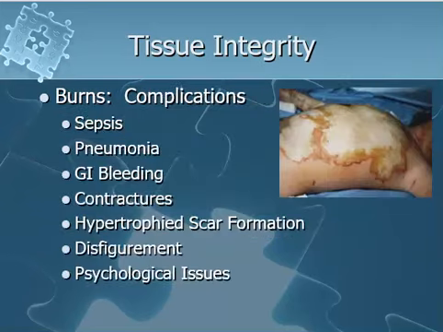Other complications related to burns, you can see their sepsis. Pneumonia from them not moving around much. You can see their GI bleeding. Those are based on extent of the injuries. Contractures, especially fingers, toes, if there's burns there. Hypertrophied scar formation, so thick scars that burn and itch. Disfigurement and psychological issues, because there's going to be changes in physical appearance.